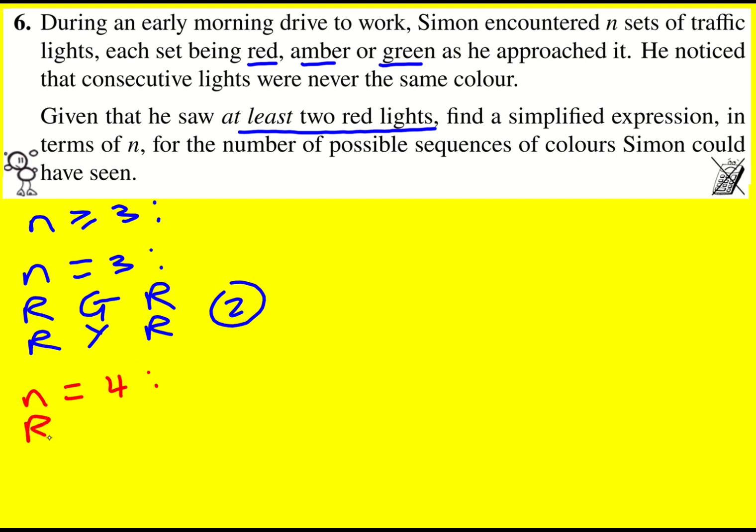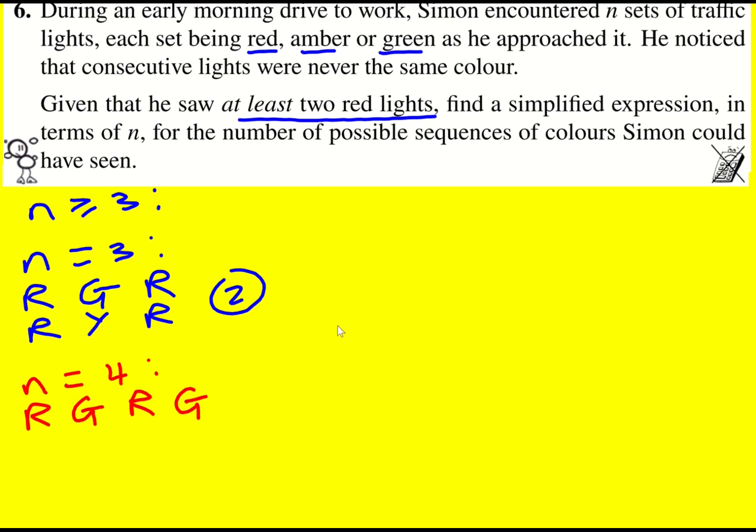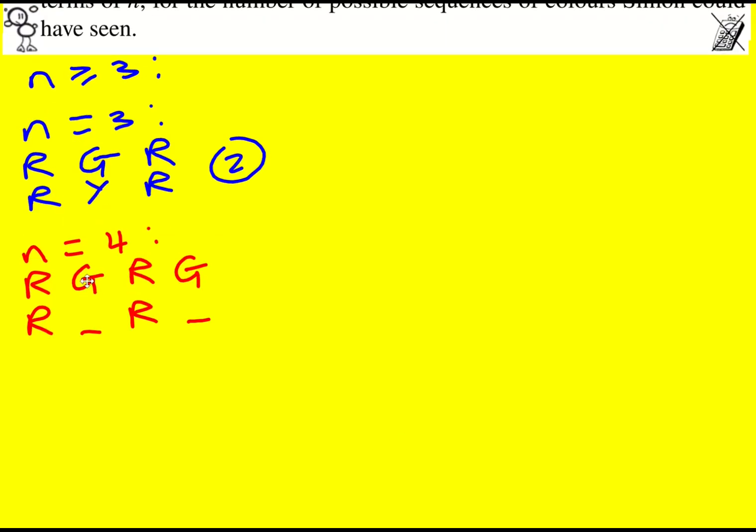I could put R and then G and then R and then G. That would be one option. But this is where I want to start thinking about arrangements. So if I have R first and third, then we could have G and G, or G and Y, or Y and G, or Y and Y. Actually, there's 2 options here, and there's 2 options here, and we multiply them. There's going to be 4 options when I have R first and R third.